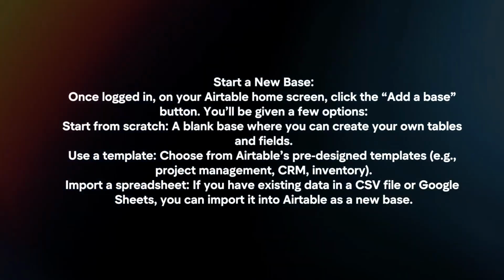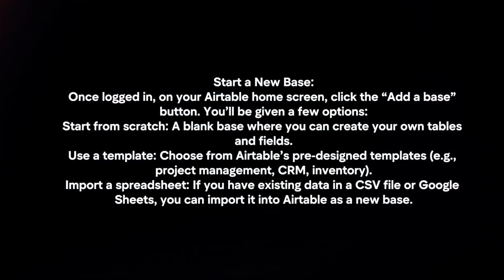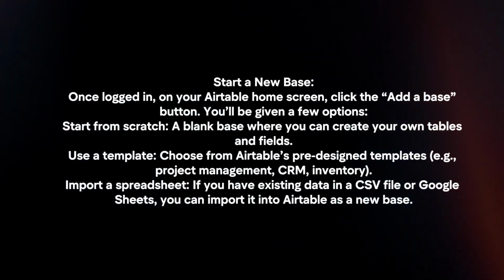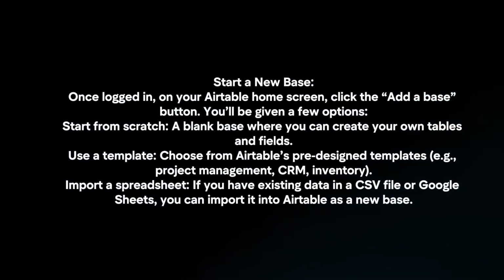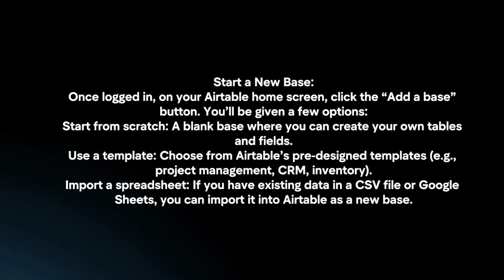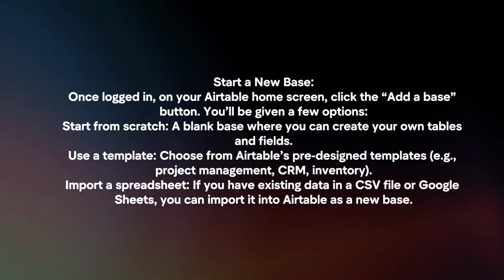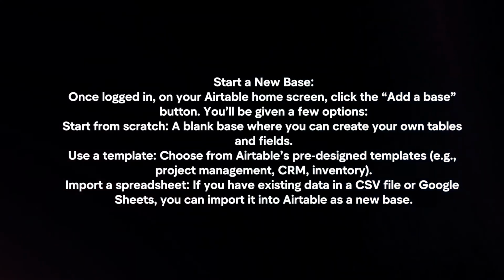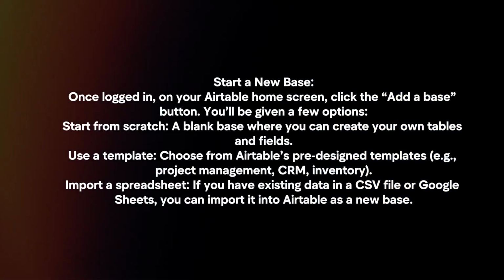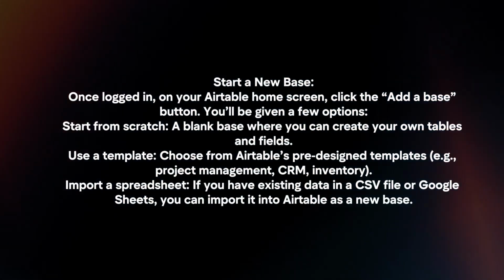Start a new base. Once logged in, on your Airtable home screen, click the Add a Base button. You'll be given a few options. Start from scratch, a blank base where you can create your own tables and fields. Use a template. Choose from Airtable's pre-designed templates. Import a spreadsheet. If you have existing data in a CSV file or Google Sheets, you can import it into Airtable as a new base.